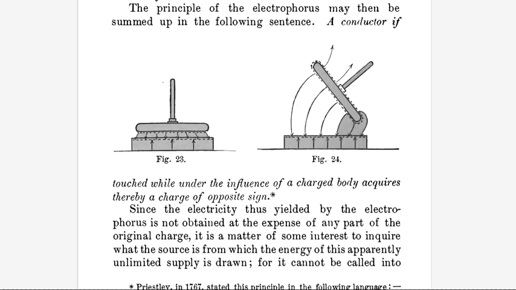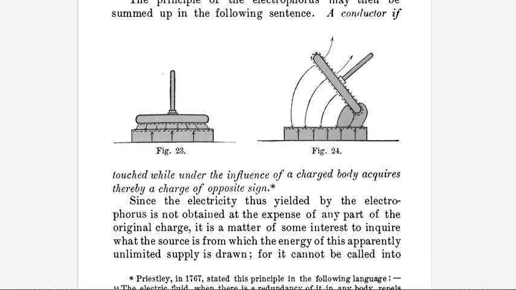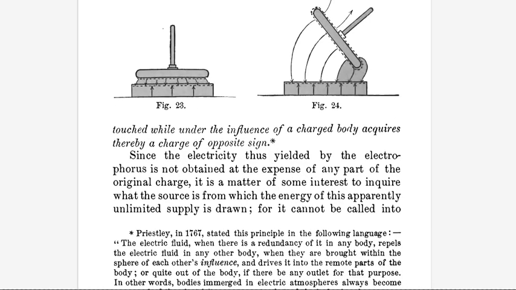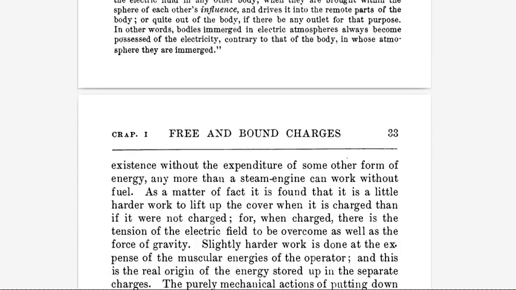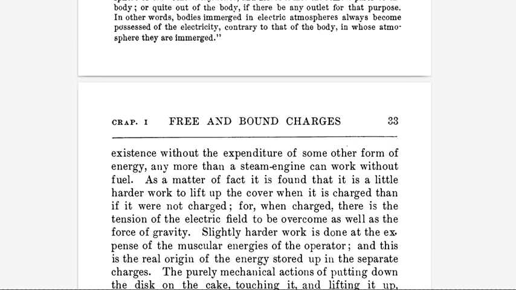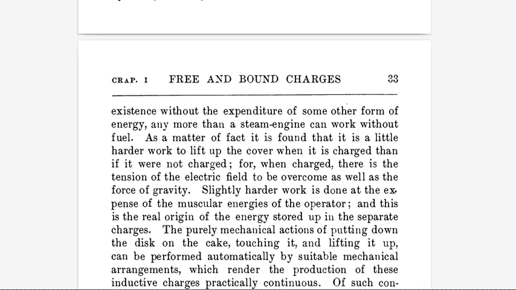A conductor, if touched while under the influence of a charged body, acquires thereby a charge of opposite sign. Since the electricity thus yielded by the Electrophorus is not obtained at the expense of any part of the original charge, it is a matter of some interest to inquire what the source is from which the energy of this apparently unlimited supply is drawn. For it cannot be called into existence without the expenditure of some other form of energy, any more than a steam engine can work without fuel.